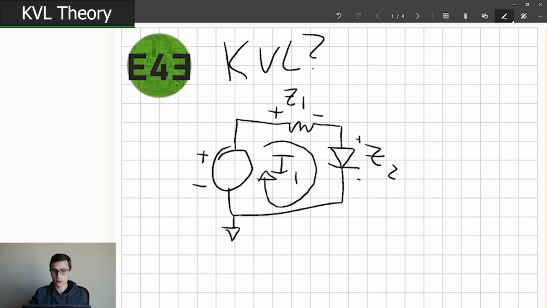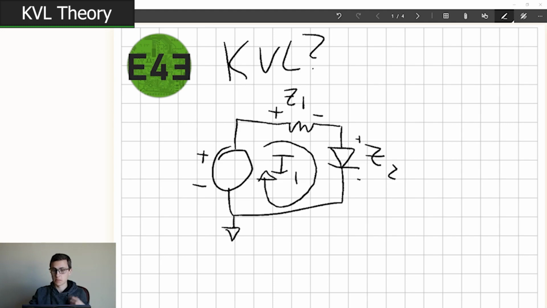At any rate, I just want to walk through some things that we know, right? We know a couple things about the situation. Since this is a closed loop of current, we know that the current through the supply and these two impedances must be the same, that I1 for these three components is constant. We know that for sure.